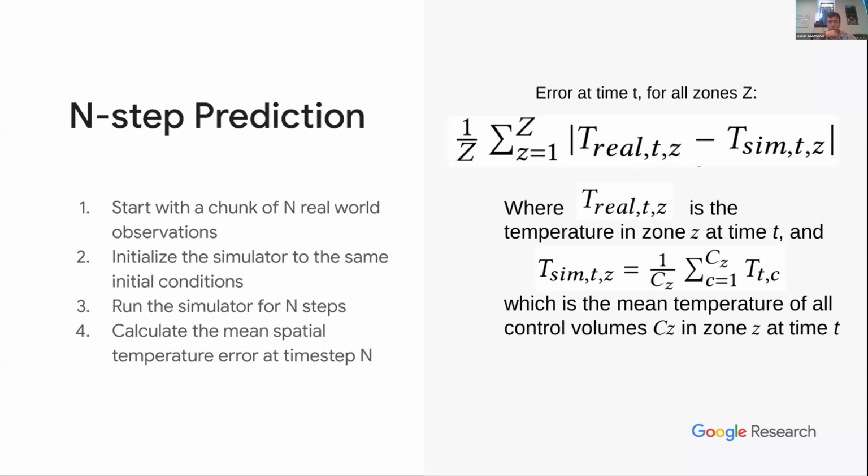Now, we should also clarify that the amount of information we have in the real world is much less granular. In the simulator, we know the exact temperature of every control volume, every 20 centimeters. In the real world, we only know one value per zone. So the zone in the simulator is just the average of all the control volumes in the zone. And then we compare that with the one value we get from the sensor in the real world. So that is our metric.